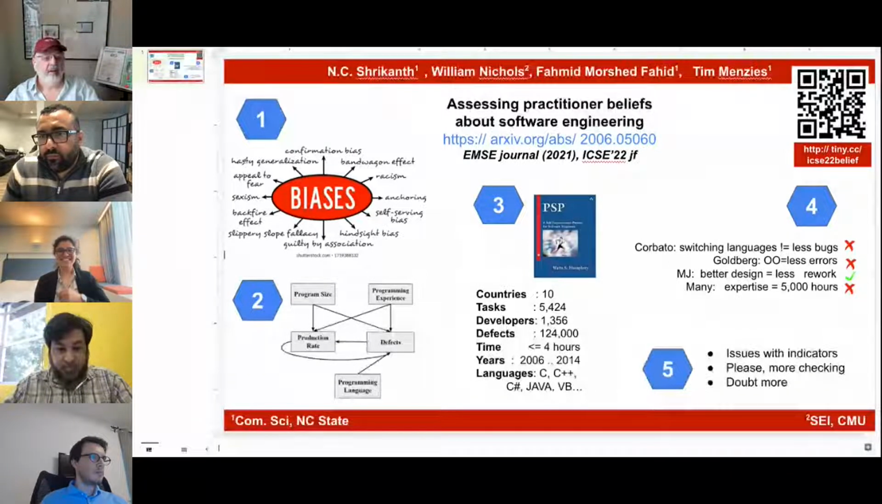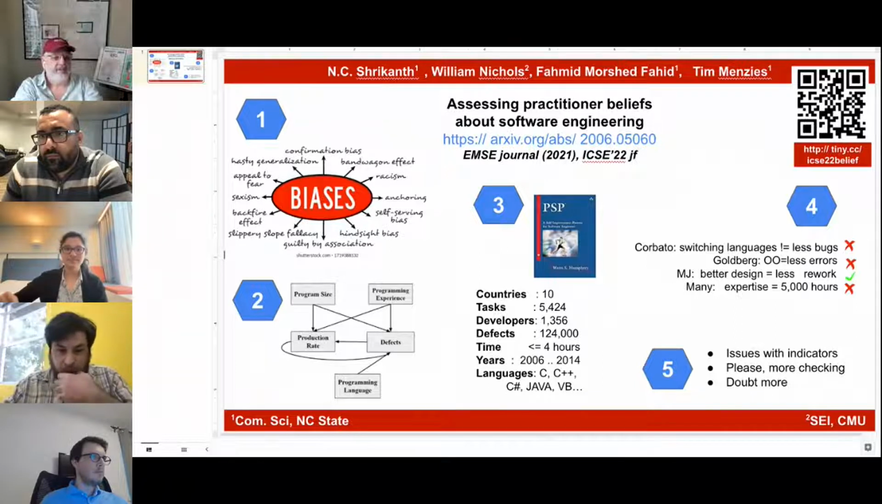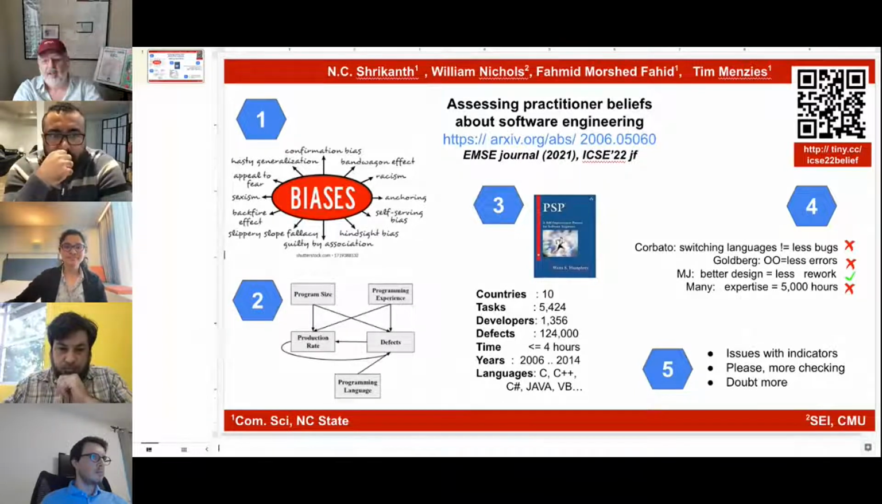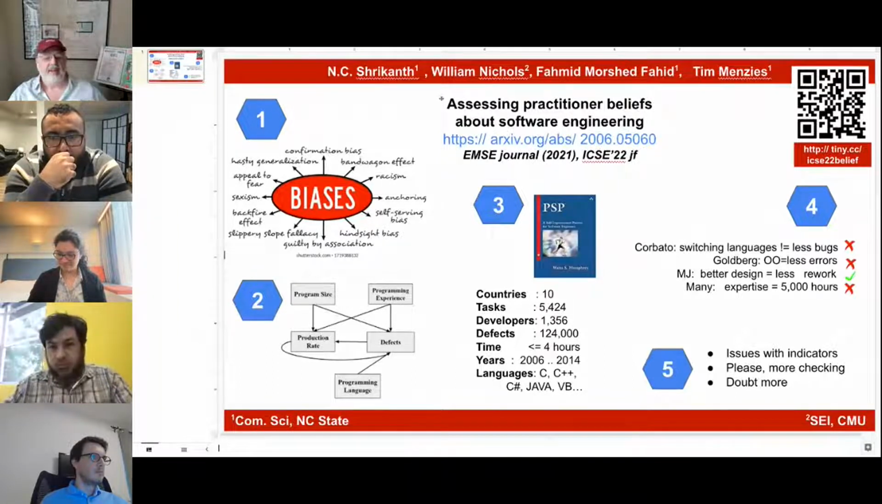So I want to talk about assessing practitioners' beliefs in software engineering. And this talk is very different to the one before. The one before and several of the ones that follow talk about assessing beliefs with respect to community surveys. This one is about assessing beliefs about technical matters according to historical data. Why check our beliefs about software engineering?